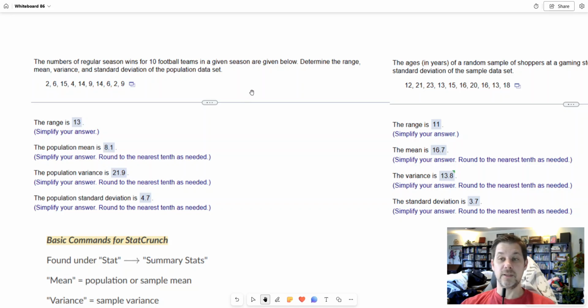What's the difference between those? Well, a sample comes from a population. We take a sample from a population in order to know something about it most of the time. But the formulas will be different, and the way we calculate will usually be different too. Okay, so let's talk about this one. Here's my data set, all right, and I want the range, mean, variance, and standard deviation, and it's a population.